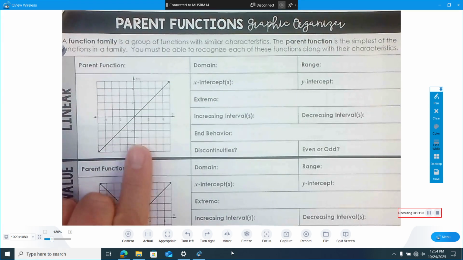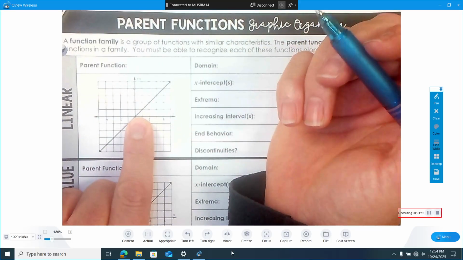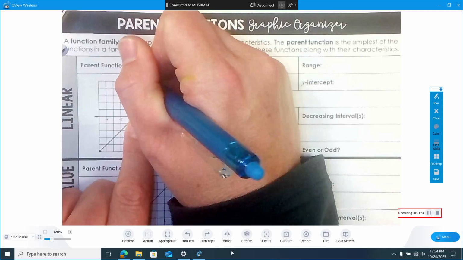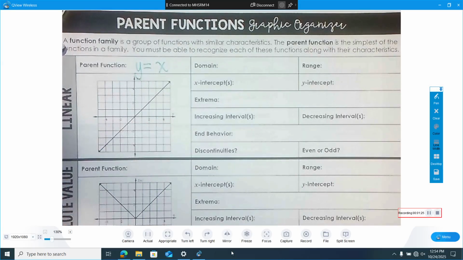So parent function, diagonal line. Do you know what this function is? Linear. This very simple is the line y equals x. Okay, very simple parent function. And it is just that diagonal line, really great.